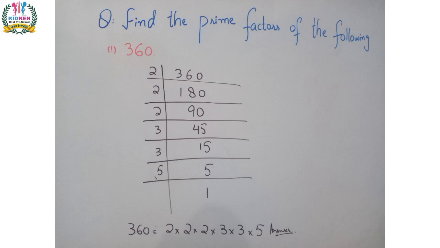So our factors of 360 are: 2 comes 3 times, then 3 comes 2 times, then 5. So we can say 2 multiplied by 2 multiplied by 2 multiplied by 3 multiplied by 3 multiplied by 5. So these are the factors of 360.